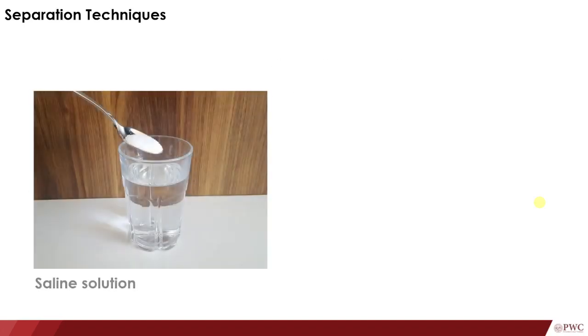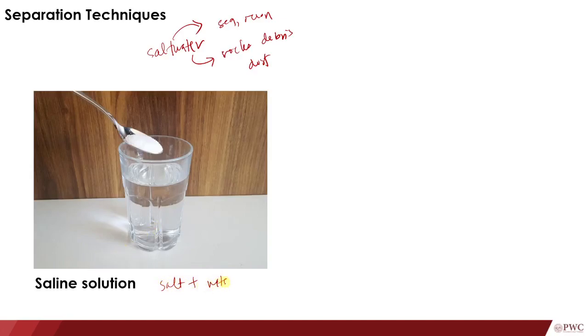Next, this one is a saline solution. This is the standard term, by the way, for a salt and water solution. Because when I say salt water, this means the water that we can get from the sea or the ocean, right? And of course, this also includes some rock debris and also some dust and other microscopic particles. So again, when it's just salt and water, only these components, we call that a saline solution.